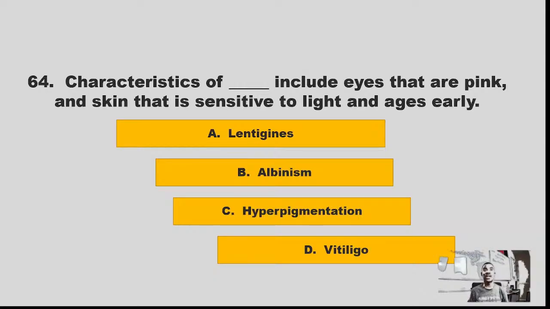Characteristics of blank include eyes that are pink and skin that is sensitive to light and ages early. So is it lentiginous, albinism, hyperpigmentation, or vitiligo? Is it A, B, C, or D? And if you chose B, albinism, then you are correct.